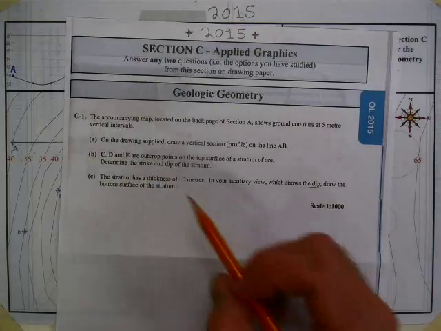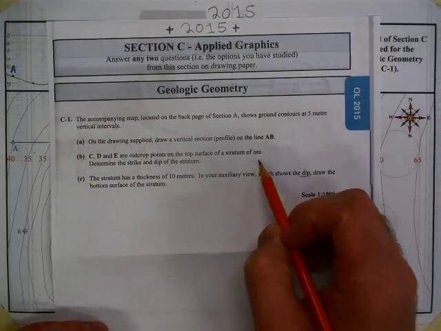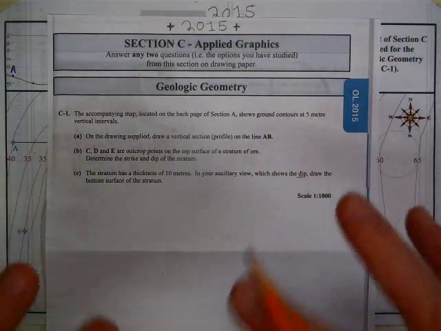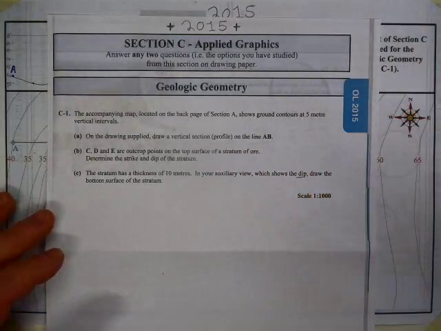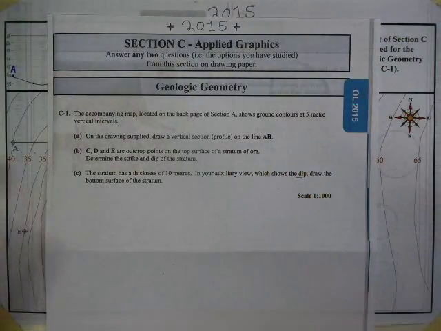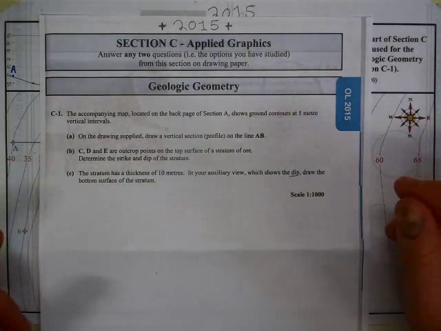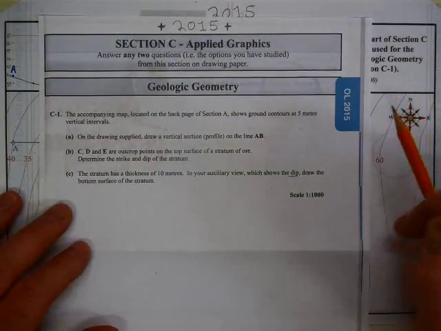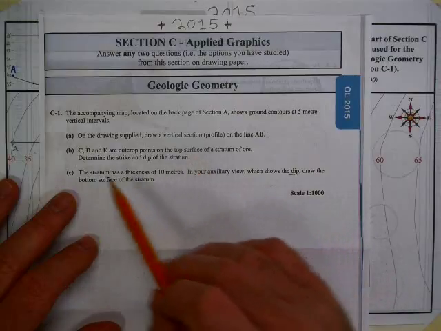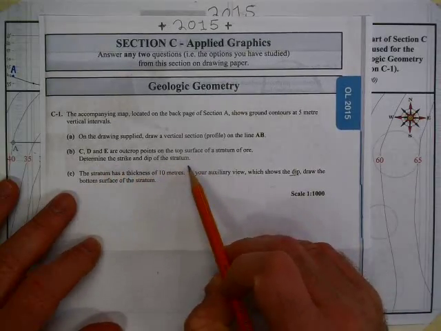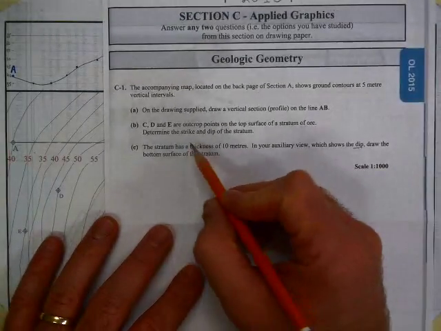Okay? Now, part B then: C, D, E are outcrop points on the top surface of a stratum of ore. So the stratum of ore is basically a lump of some material you'll be mining out of the ground, right? Say iron ore, right? CDE. Now, determine the strike and dip of the stratum, right?